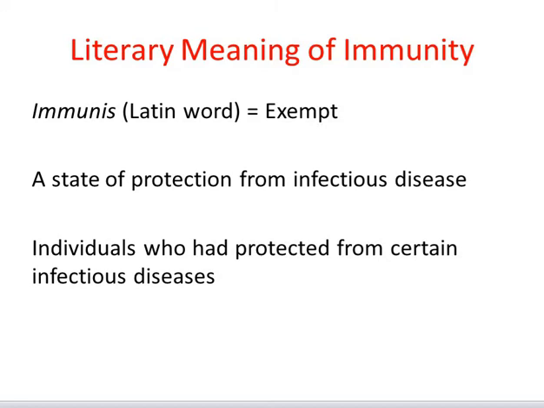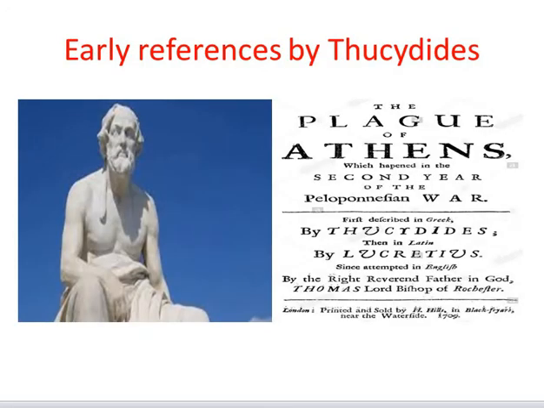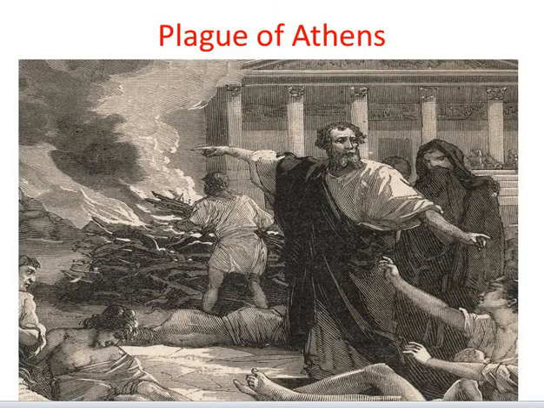The discipline of immunology grew out of observations that individuals who had recovered from certain infectious diseases were thereafter protected from the disease. Perhaps the earliest written references to the phenomenon of immunity can be traced back to Thucydides, the great historian of the Peloponnesian War. In describing a plague in Athens, he wrote in 430 BC that only those who had recovered from the plague could nurse the sick because they would not contract the disease a second time.